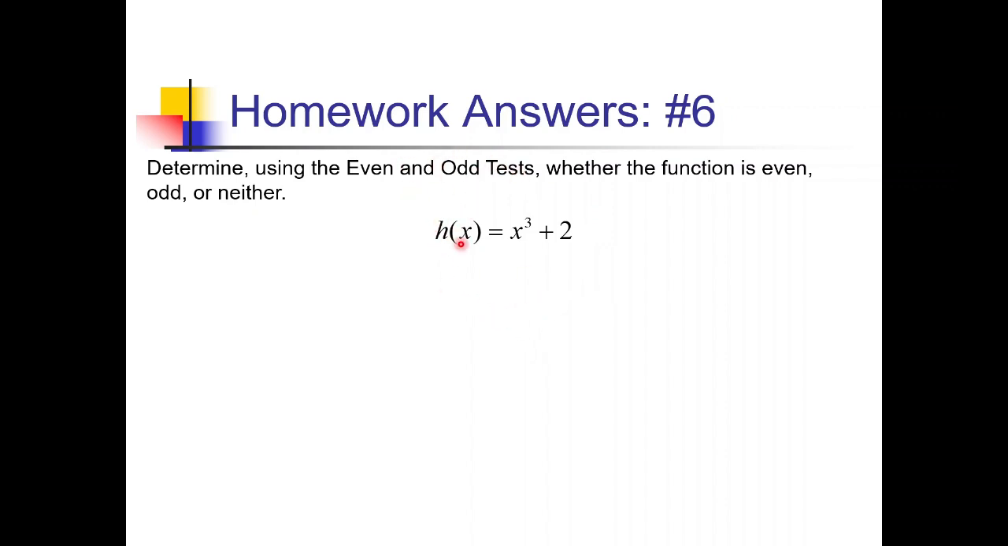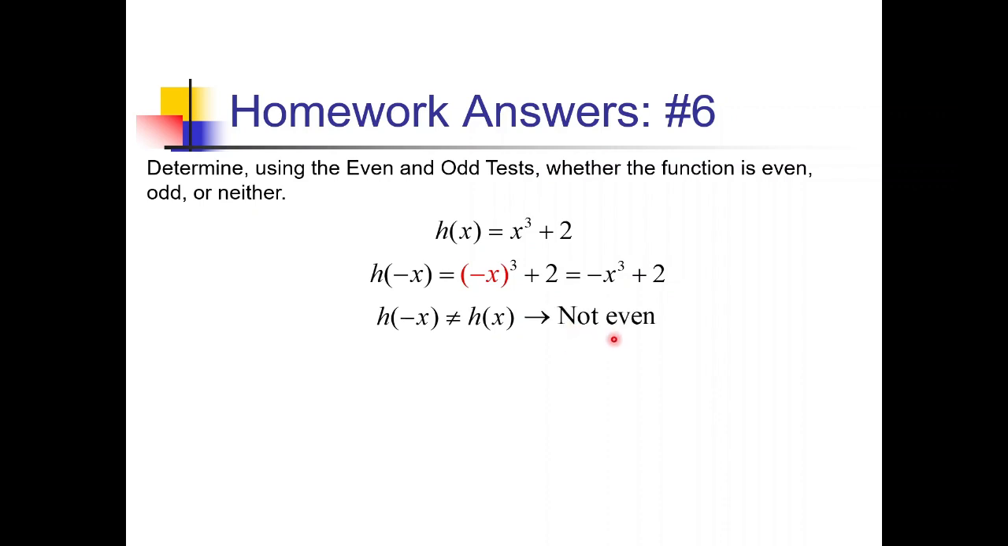So let's plug negative x into the h function to start off here. That just negates this 1x here. This gives us negative x cubed plus 2. That doesn't match h of x. Since those two things, h of negative x and h of x, are not the same, this proves that we are not even for this one.